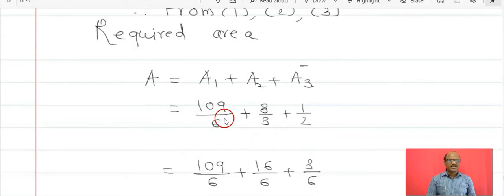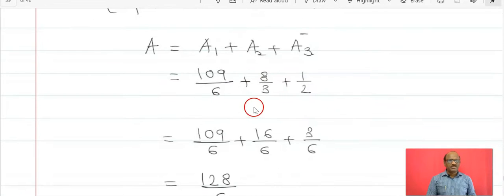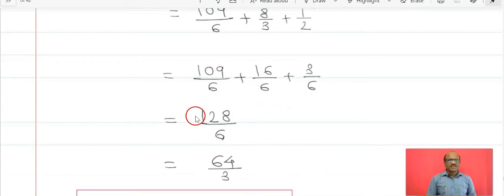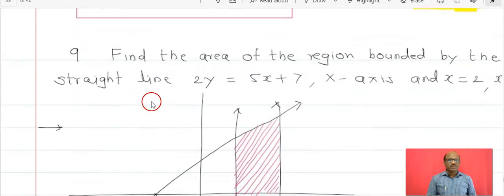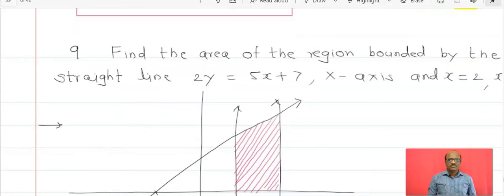That is 109 upon 6 plus 8 upon 3 plus 1 upon 2. And if you simplify it, then you will get 128 upon 6, that is nothing but 64 upon 3. This is my answer. The answer from the textbook is a different one. If you agree, then write down this. Okay. Now the problem number 9.